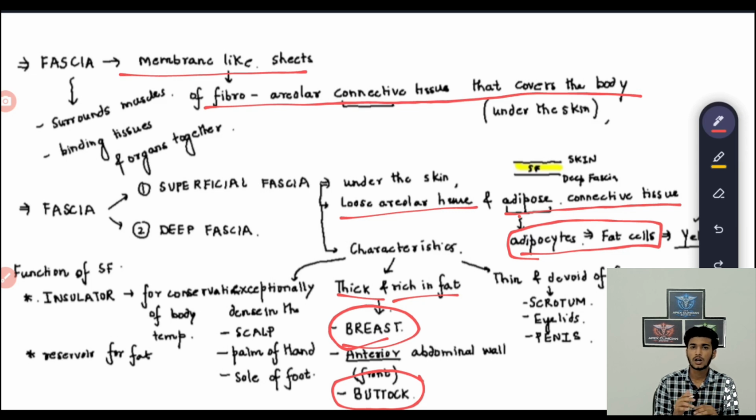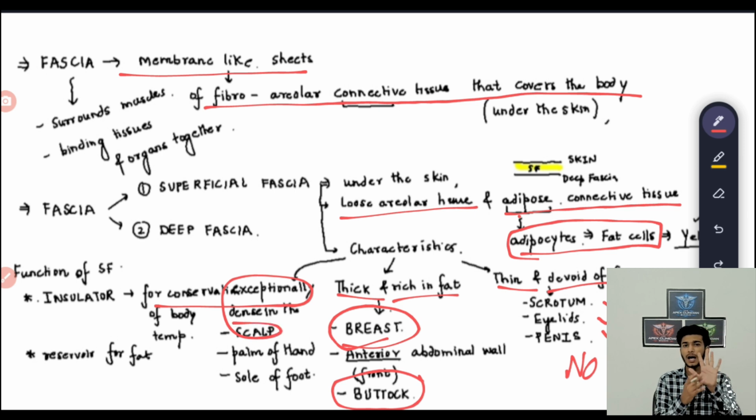In these two regions, you can see that the fat is thick and rich in superficial fascia. The second thing that we can see is the superficial fascia is thin and devoid of fat in some regions, such as scrotum, eyelid, and the penis. The fat present here is nothing, and the superficial fascia here is very thin. Then the superficial fascia is exceptionally thick in regions such as the scalp, palm of the hand, and plantar region of foot, or you can say the sole of foot.